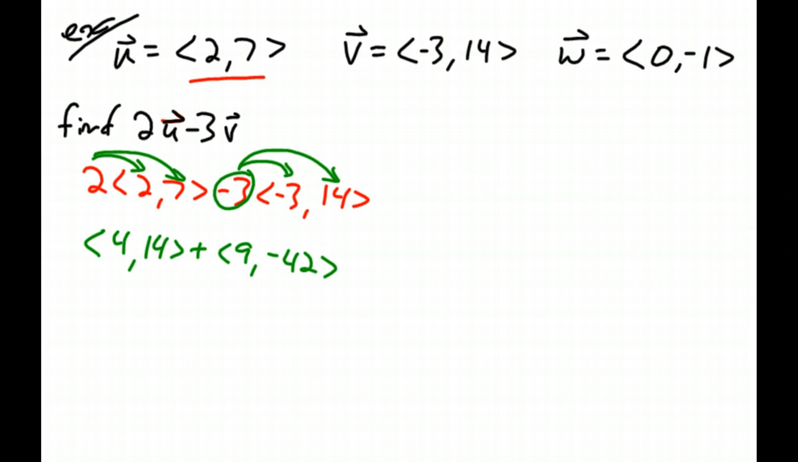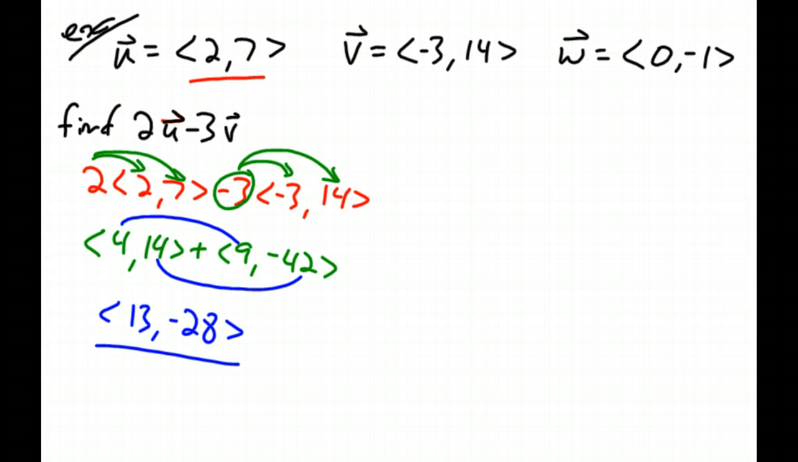And then I can just add them how I see. X's to x's, y's to y's. So x to x, 4 and 9 will make 13, y to y, 14 and -42 will make -28, and there is my resultant vector.